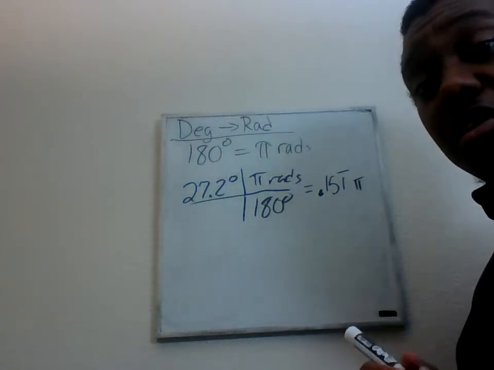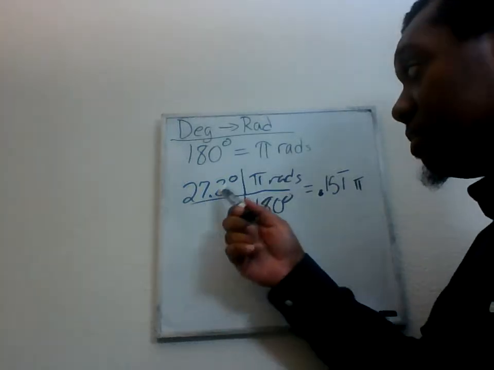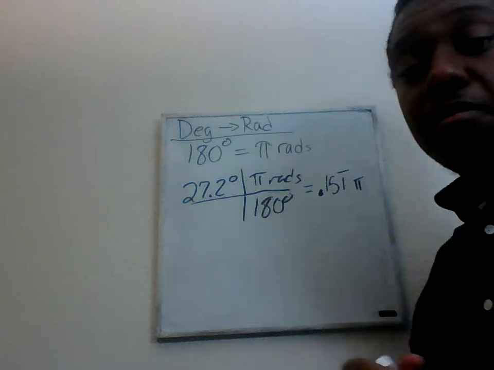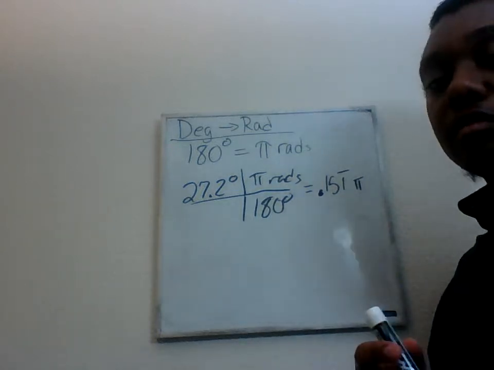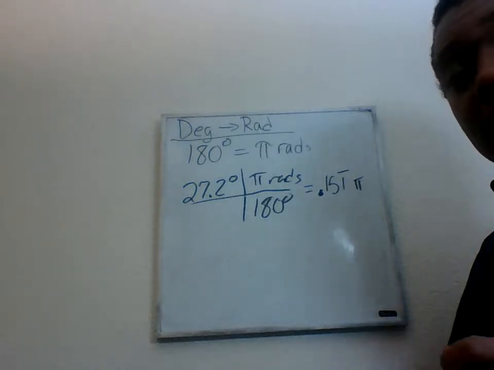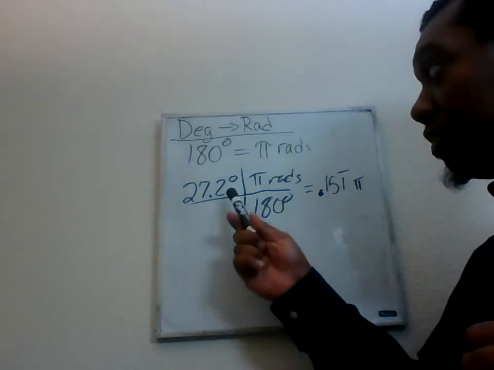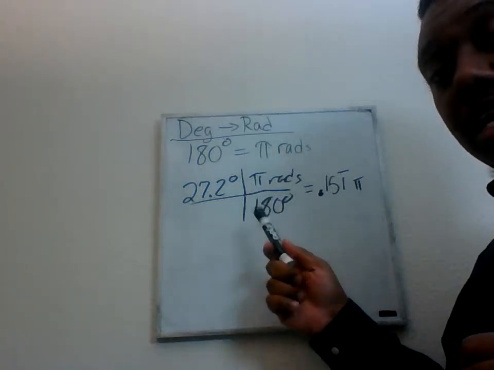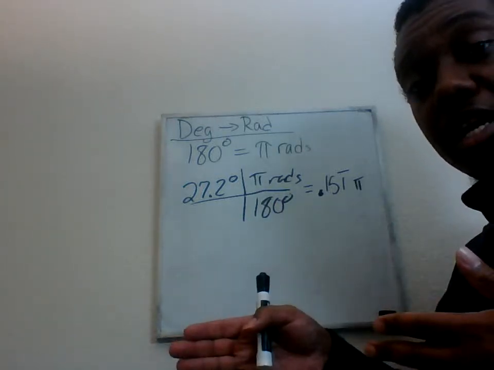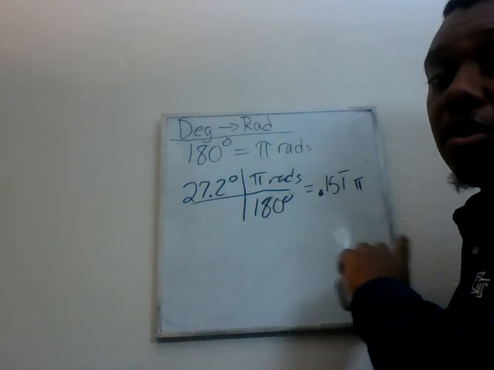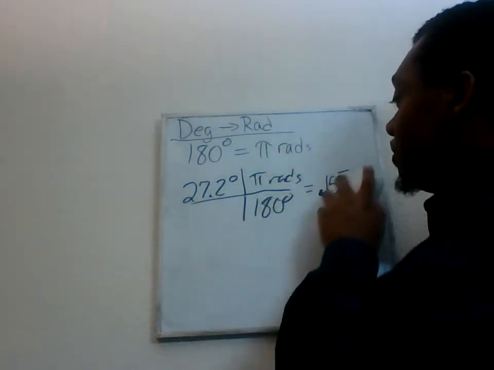It also depends on significant figures. In this case, I'm given 3 significant figures, so maybe I would just leave this as 0.151 pi and call it done. Okay. All right. So again, that is converting from degrees to radians. So to convert from degrees to radians, remember you multiply times pi and you divide by 180 because pi will be 180 degrees. Okay. Well, let's look at going the other direction. So going from radians to degrees.